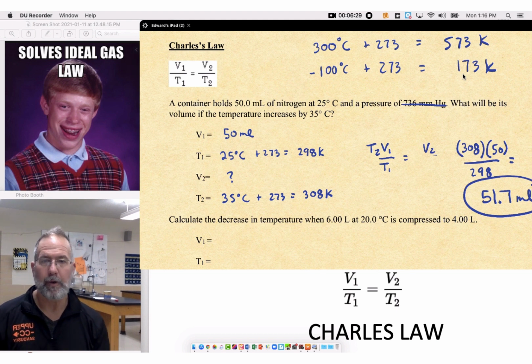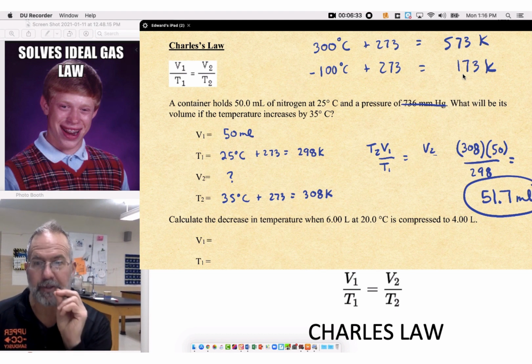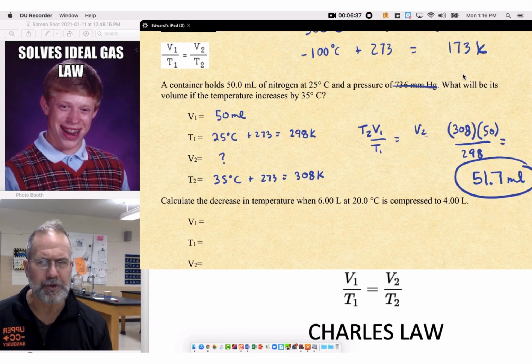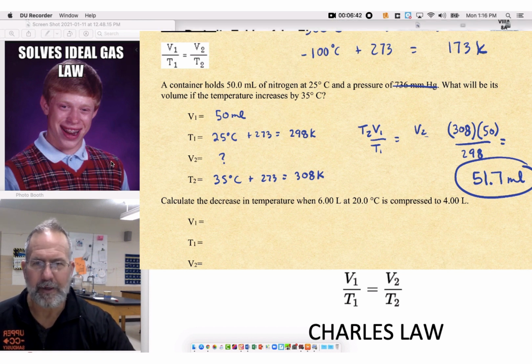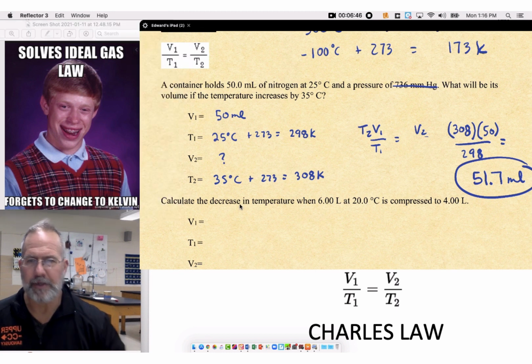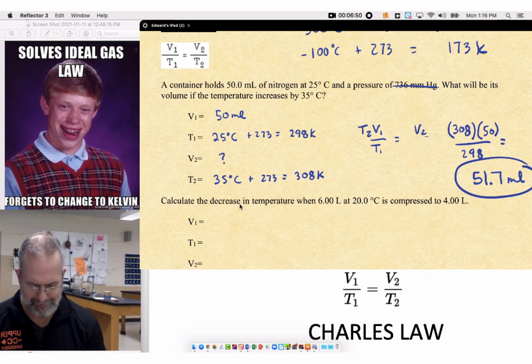Okay, what happened? The temperature went up, the volume also increased. Direct relationship. Now, that wasn't a very big temperature change, so it wasn't that big of a volume change, right?